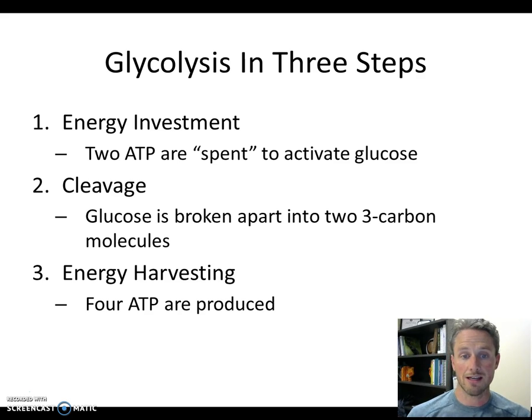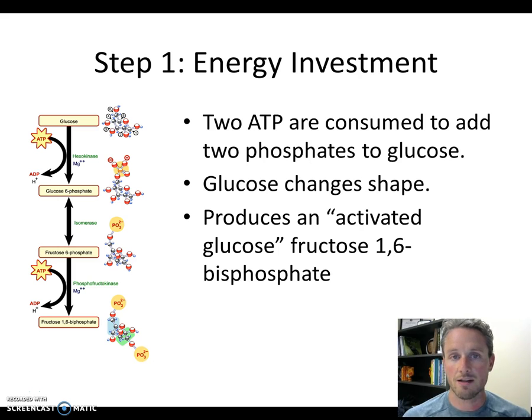So let's look more closely at each of these steps, one at a time. So again, step 1, energy investment. It represents the first 3 chemical reactions in glycolysis. And during any energy investment, we're going to use 2 ATP molecules to add phosphate groups to glucose. Remember, ATP contains energy. We're essentially transferring that energy from ATP to glucose.